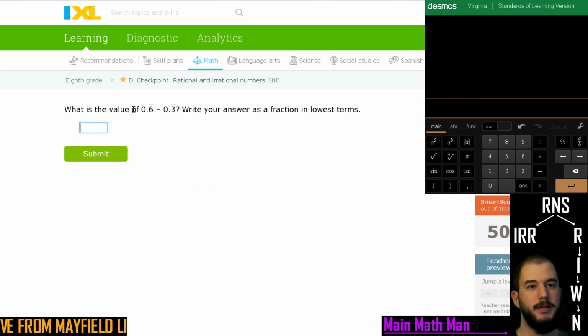And so now here's where it gets a little tricky. It says, what is the value of 0.6 repeating minus 0.3 repeating? Write your answer as a fraction in lowest terms. So you're going to have to go back and think, okay, how would I do this? Well, since it's asking for a fraction, I'm going to have to switch from this decimal form to a fraction.